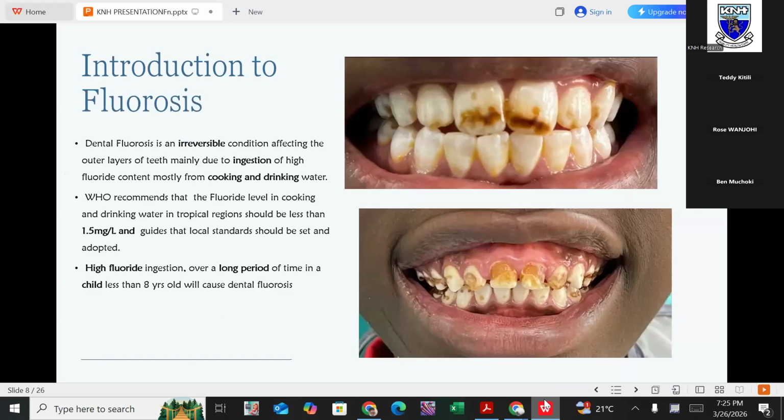fluorosis, dental fluorosis. I think it is very important for us to understand that it is actually irreversible. And as we see later, dentists do not reverse. They actually manage, they coat, but we do not reverse the condition. It is usually again due to high ingestion of fluoride, especially in cooking and drinking water.